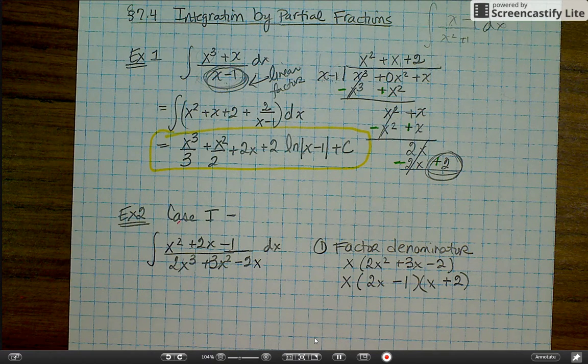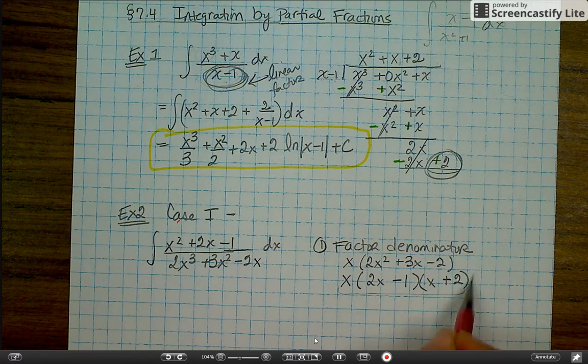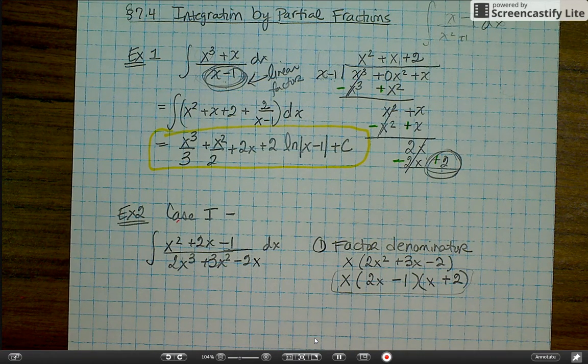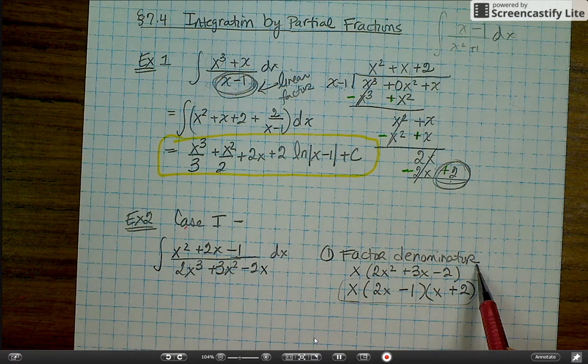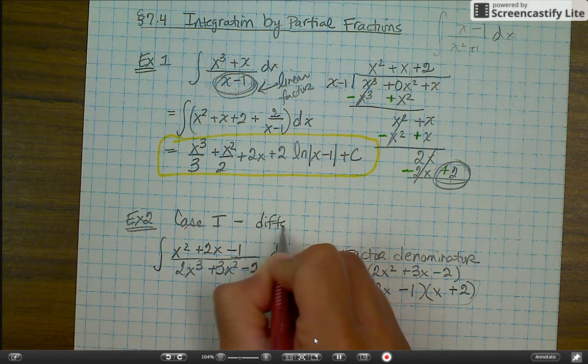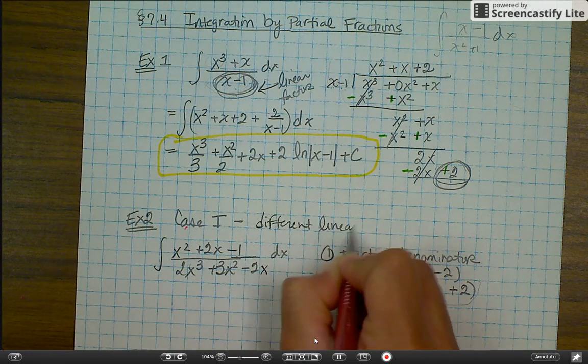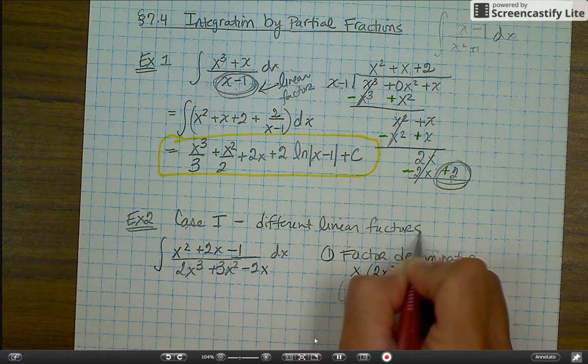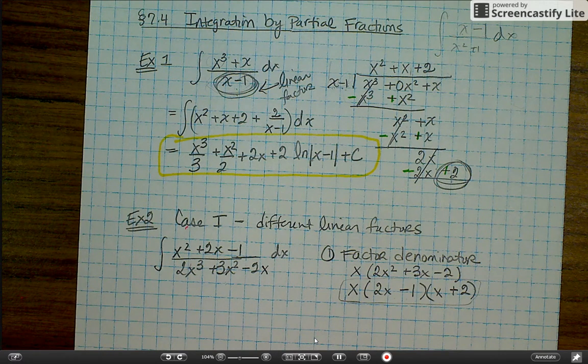Yeah. All right. Now, what we get for our denominator is what makes this our case 1. Our case 1 is determined after our first step. When we factor our denominator, we see that our factors are each linear factors, and they're all different from each other. So different linear factors. Different linear factors.